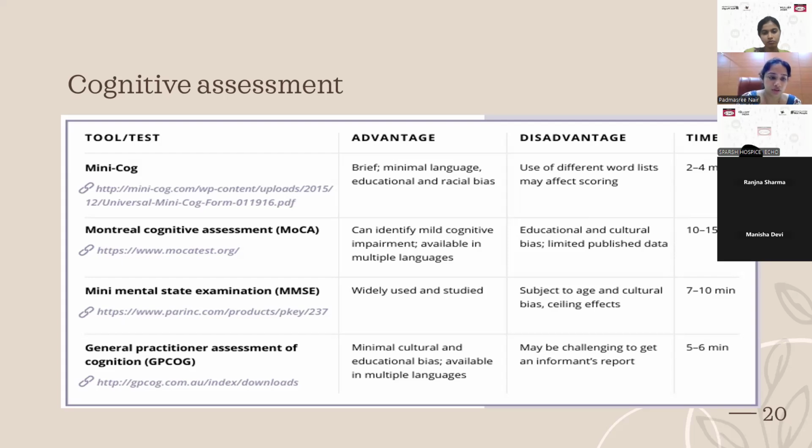Now, there is also a test called the General Practitioner Assessment of Cognition. This is not very commonly used, but it does not take too much time and can be used on an OPD basis.